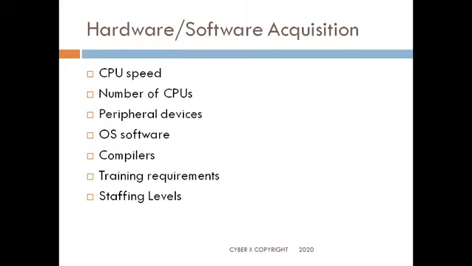Hardware and software acquisition. If hardware or software is getting acquired, what would be the points one would be looking for? It would be the CPU speed, the number of CPUs, the peripheral devices and how many there are, the operating system software, what the compilers are, what training requirements would be needed for the existing staff to use that software, or the staffing levels, what kind of staffing would be required.